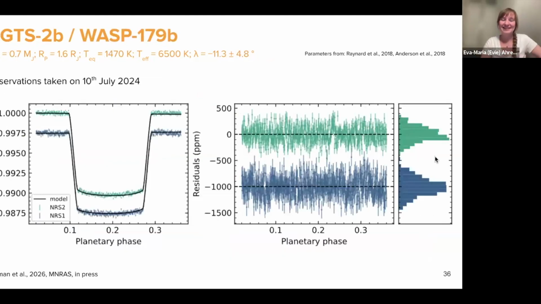Well, let's talk about NGTS-2b. That is the second problem child in our data set. The transit actually looks quite nice. No mirror tilt event here. And this has been published by Charlotte Fairman earlier this year as well, who did an amazing job in analyzing this data as well as doing retrieval analysis.